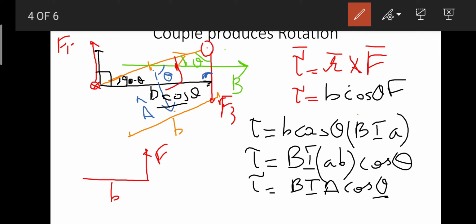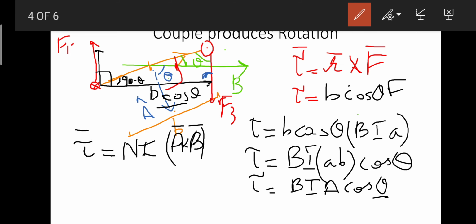So if I am asked to find the final value of torque, this is the final formula, that is NIA cross B, where A is the vector area and B is the magnetic field. N is the number of loops or number of turns of the coil, and I is the current. Here theta is the angle between A and B, that is the vector area and B, which I have shown here with this blue arrowhead. This is the direction of the vector area.